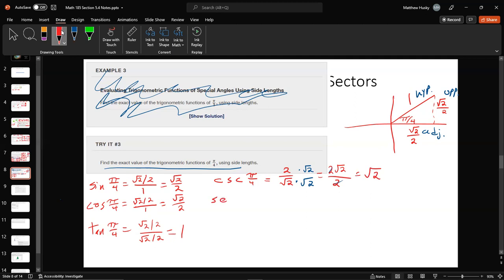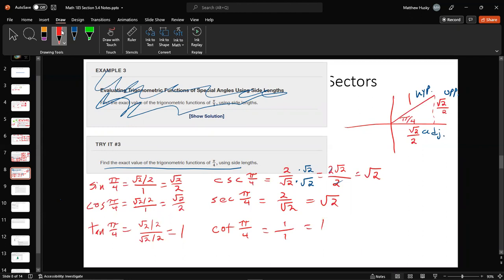The secant of pi over 4 is going to be much the same story, as this is also 2 over root 2, which you do the exact same thing, and you're going to get root 2 for that one. And then fun fact, the reciprocal of 1 for tangent is 1 over 1, which is still the number 1.